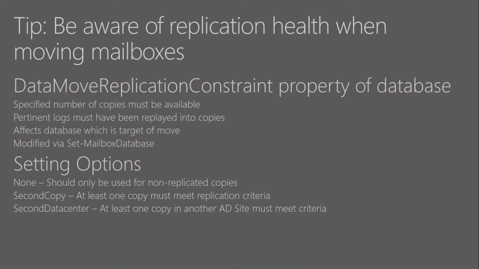You can certainly change it to None if you want to, but ideally, you should just let it do its thing. Let it sit there, and ideally, your DAG will become healthy. Ideally, you'll have at least one copy that's in a healthy state. So I would say try to fix the DAG issue first. If for whatever reason you don't think you can, you do have the option at least of using Set-MailboxDatabase and changing DataMoveReplicationConstraint to be None.